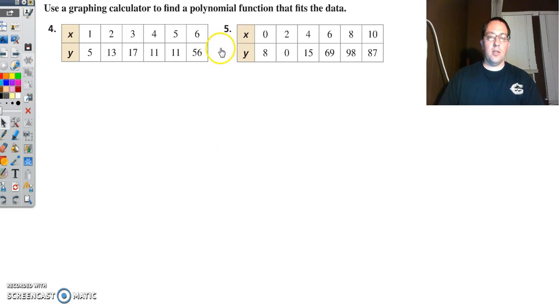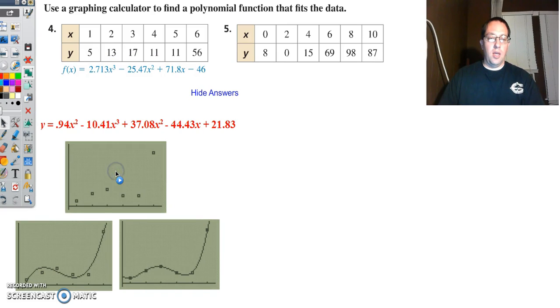All right. You're back. Let's see how you did. So for number 4, this is what it gives us. So it's saying it's a cubic function. Let's take a look at that. And so here is the data. And here's the cubic function. We see how close that matches.